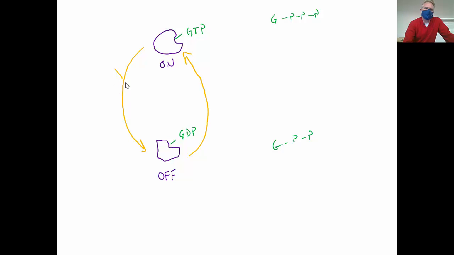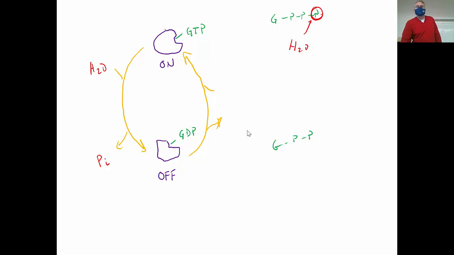And so to go from on to off, I'm just going to draw these arrows in now. Okay, so to go from on to off, water comes in and orthophosphate, which is inorganic phosphate, comes off. And so that is this phosphoryl group. So water comes in and breaks that bond. All right? Hydrolysis. So now the GTPase is in the off form.